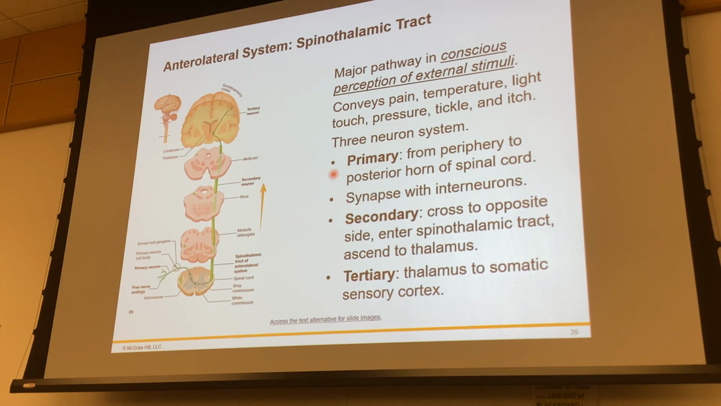The posterior horn is gray matter. Then there's going to be a synapse with interneurons, these specialized interneurons, that will send signals in multiple directions. One direction will send it from one side of the gray matter to the other side, and then they will send signals to the spinothalamic tract. That white matter will ascend, or move superiorly, to the thalamus, and there are individual neurons within the thalamus that are associated with sensation.